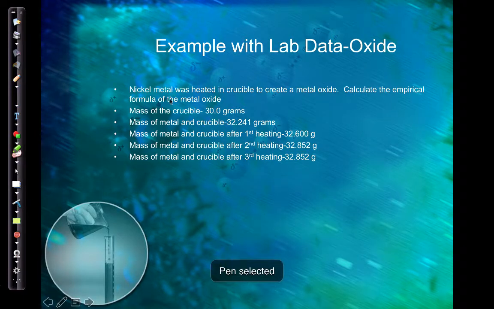So we have the mass of the crucible, the mass of the metal with the crucible, so that's after I put in just the metal. Then I heat it up, and then the mass, well, it does go up. That's because we're adding oxygen to that metal. It's reacting, and then they heat it up again, and then they heat it up again.